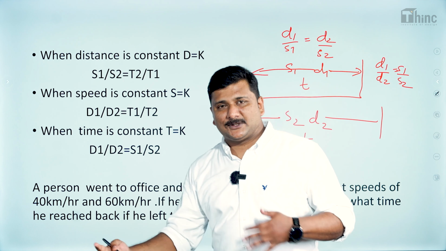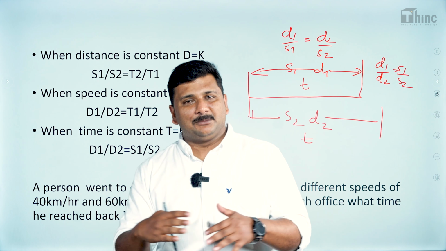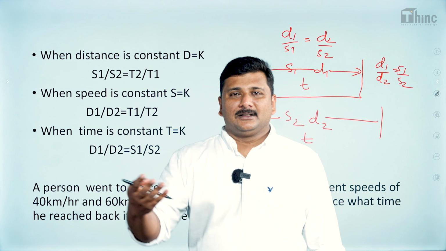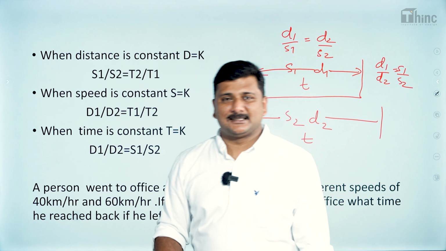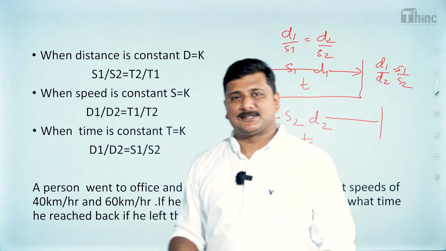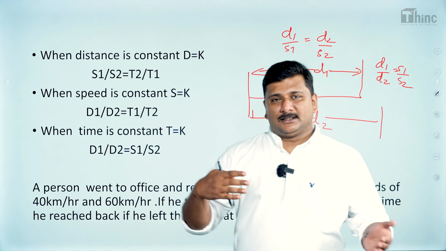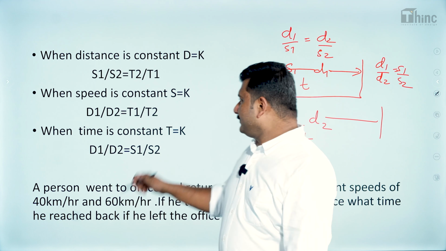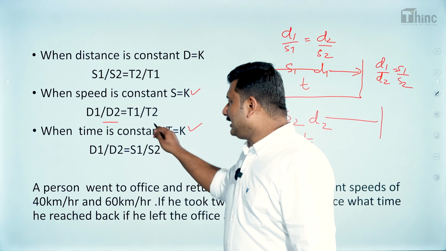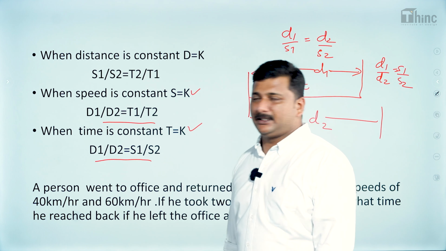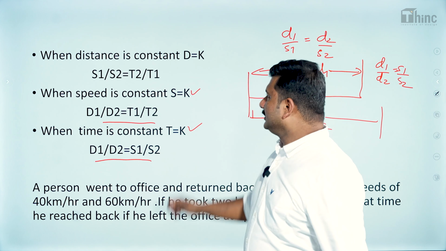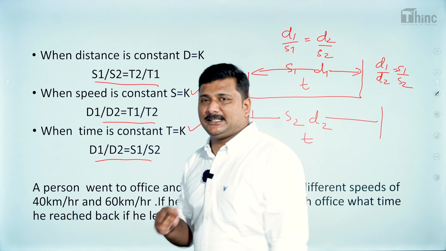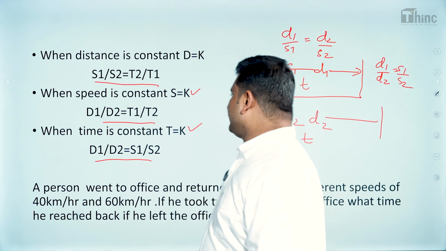In the same way, if time is constant, if a person is moving for a certain time, and if he moves at a higher speed, he can cover more distance. If he moves at a lesser speed, he can cover less distance. So if time is constant, distance and speed are also directly proportional. So d1 by d2 equals s1 by s2. So when speed and time are constant, these are directly proportional. That's why d1 by d2 equals t1 by t2 and d1 by d2 equals s1 by s2. But when distance is constant, these are inversely proportional. That's why s1 by s2 equals t2 by t1. I believe this is clear for you.